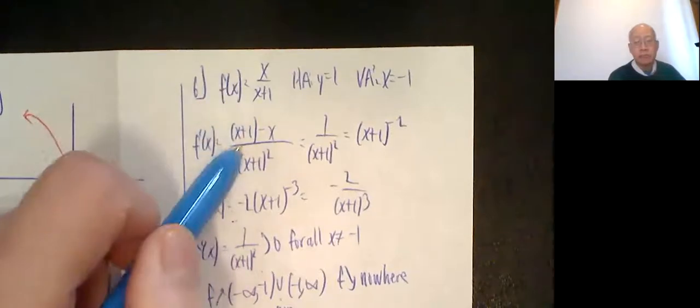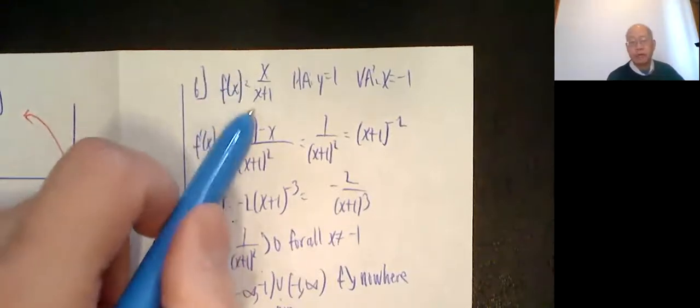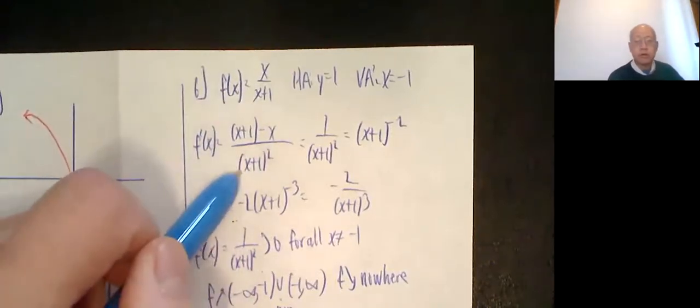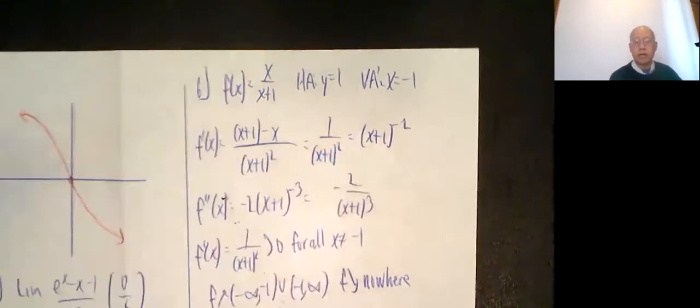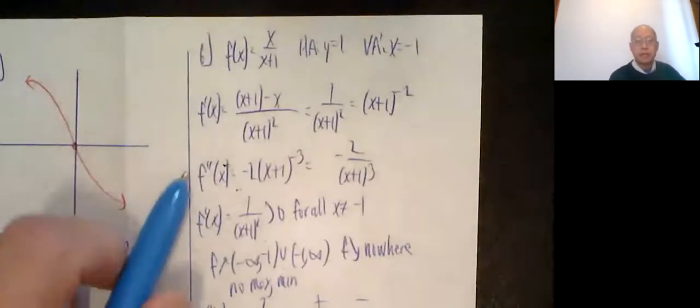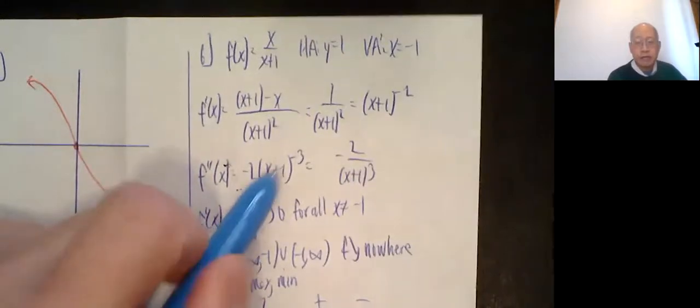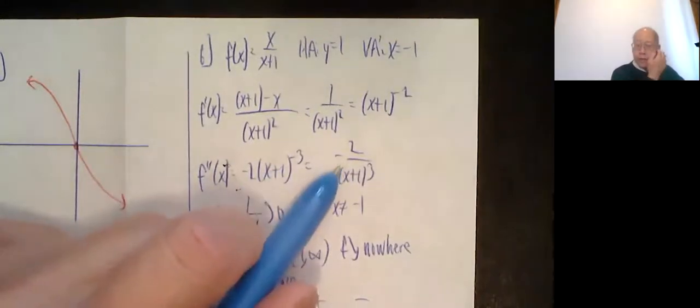Okay, y prime, quotient rule. Bottom times derivative of the top, 1. Minus the top times derivative of the bottom, 1. Over the denominator squared. 1 over x plus 1 squared, or x plus 1 to the negative 2. So double prime, negative 2 x plus 1 to the negative third, or negative 2 over x plus 1 cubed.